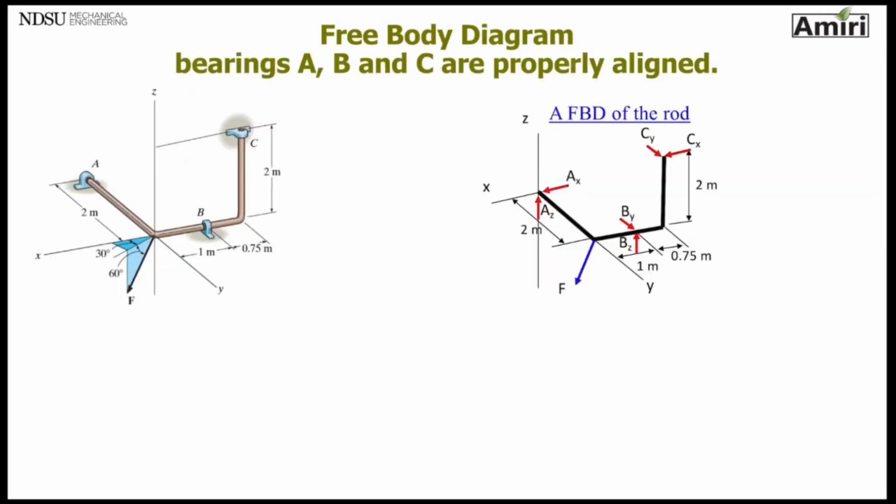So here's an example. Again, I wanted to draw this for you, but I forgot to remove it. So there we are. C, B, A, as you can see, one is in Y, one is in X, one is in Z. So this is what we call properly aligned. The problems even tell us that they're properly aligned. So when you want to draw a free body diagram for bearing A, there is no moment there, no moments on B, and no moments at point C.